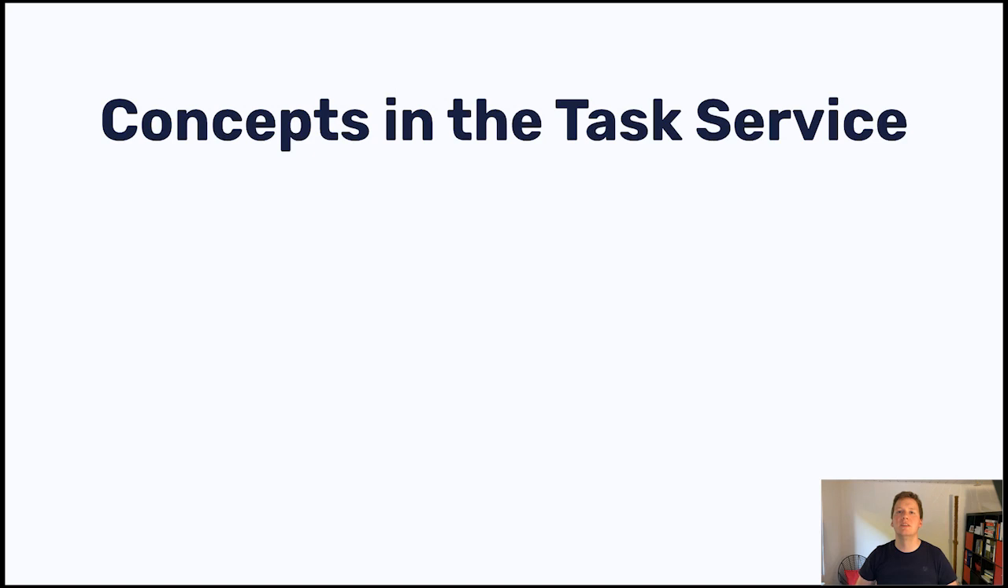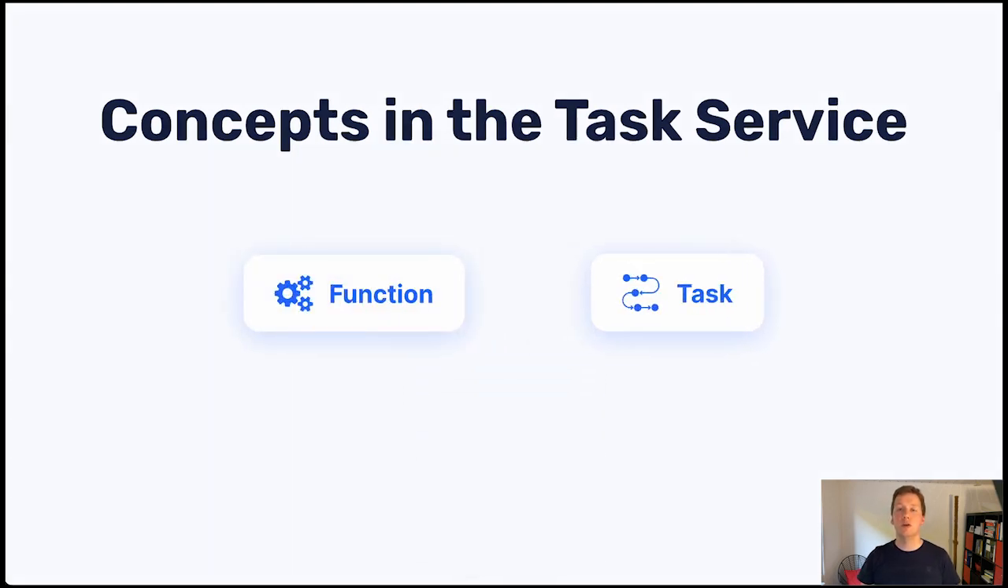Let's get started. The task service is one of the more than 10 available Extra Horizon services. The focus of the task service is on implementing custom logic. Within the task service, there are two important concepts: tasks and functions. A function contains the business logic. It contains the code. A task is the execution of a function. It represents a function that has been executed or will be executed with a set of parameters.